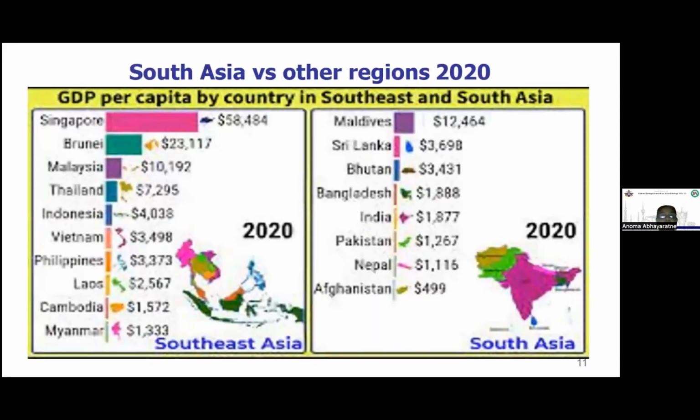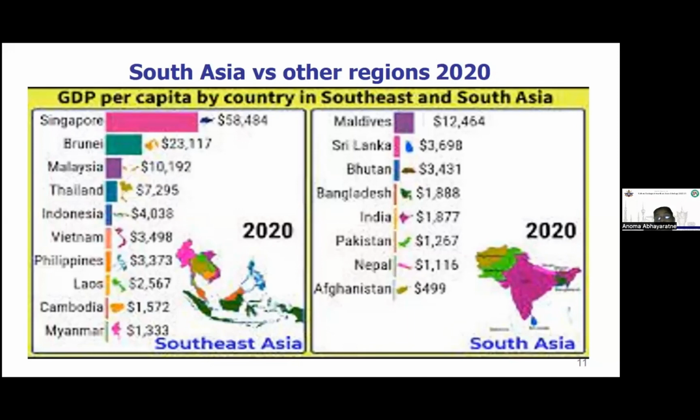If we compare South Asia with other regions, I'm sorry, the figures are not very clear. Singapore has the highest income. Brunei next, then Malaysia. If we compare that with the countries in South Asia, only Maldives has a high average annual income, 12,464. Sri Lanka, in 2020, 3,698. Bhutan next. And you can see that Afghanistan is only 499.